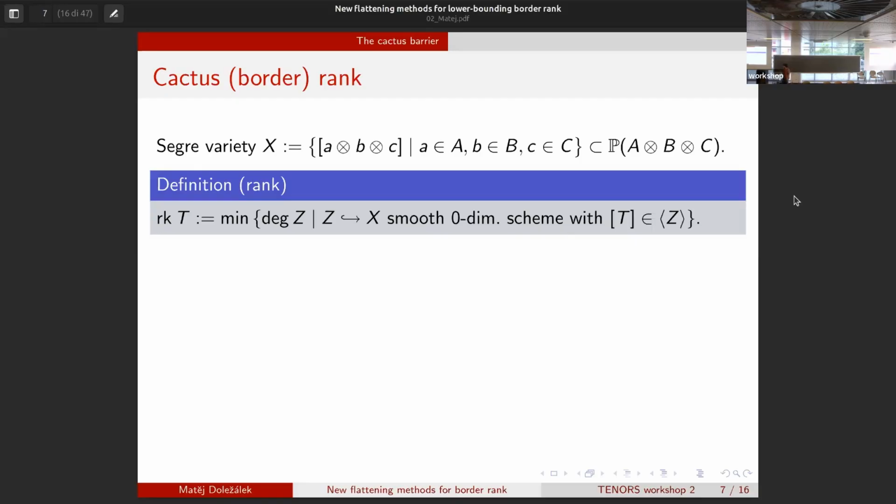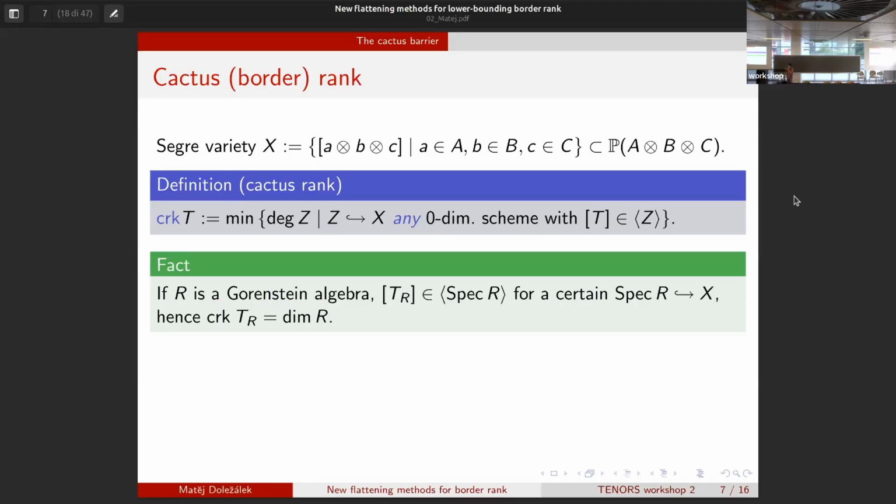And well, then there's a conspicuous word, smooth. Well, cactus rank is what I get if I just drop this word. So cactus rank is the minimal degree of any scheme embedded inside the Segre variety, such that I catch my tensor in the linear span. And this is, at least I feel, very counterintuitive, but somehow there is a very big richness of zero-dimensional schemes. So usually when we allow all of these schemes, we can manage with much smaller degree. That's the idea.